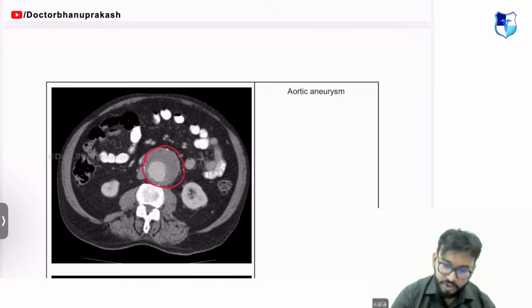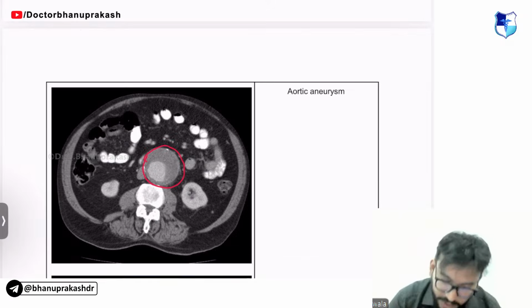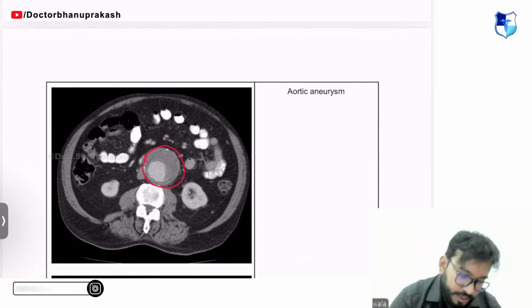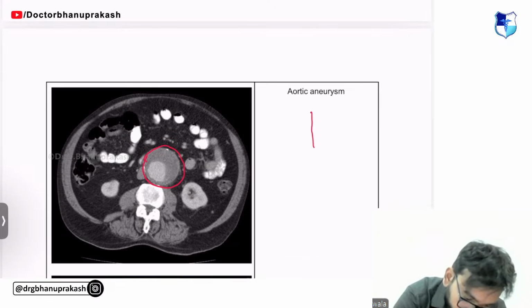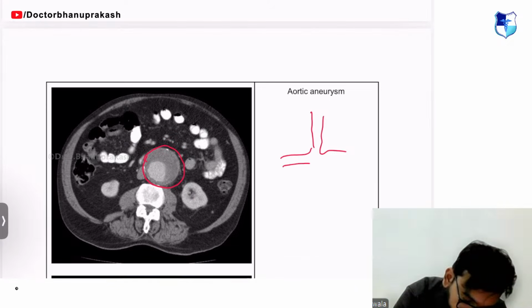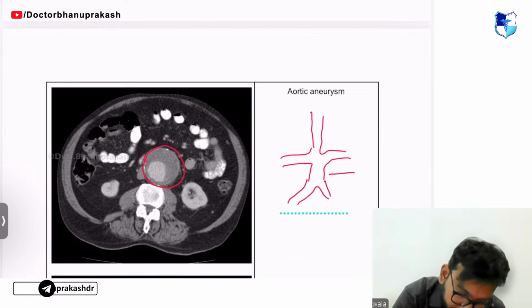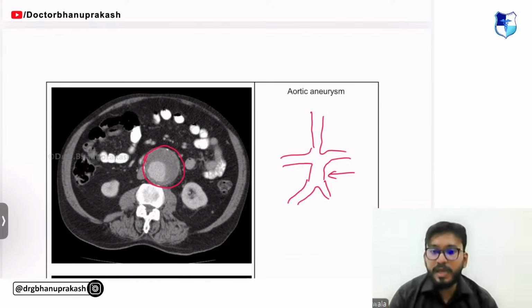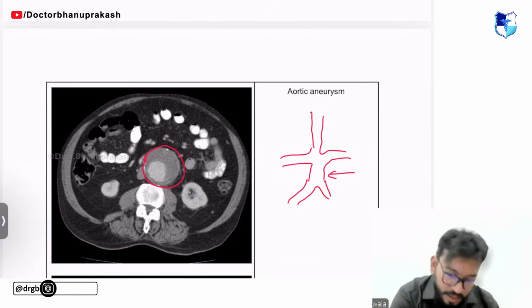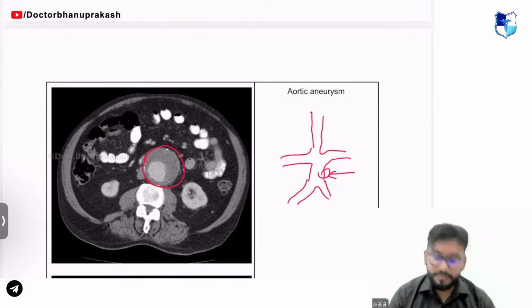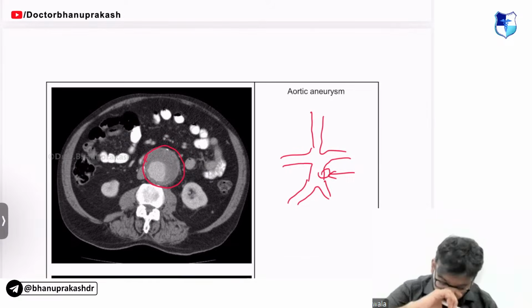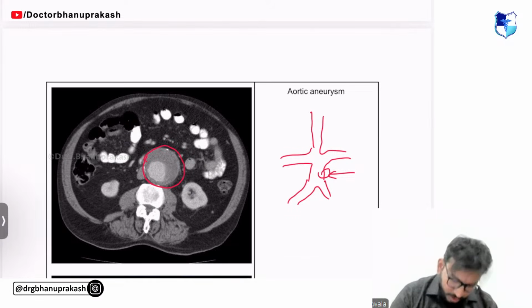Abdominal aorta. Can you be more specific? It is the infrarenal abdominal aorta, guys. See, this is the abdominal aorta. It gives the branches. That is the renal artery. Then it continues and divides into your iliacs. So in the abdominal aorta, the most common site is below the renal branches, the infrarenal abdominal aorta. This is the most common site of aortic aneurysm. Okay, great.